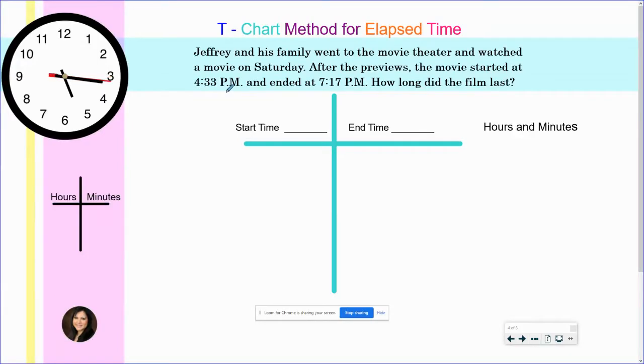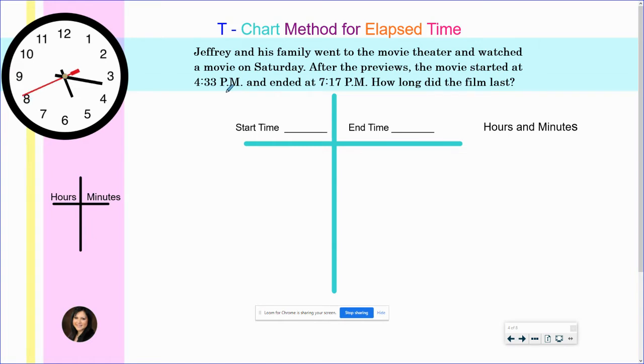I will be using the T-chart strategy to solve an elapsed time word problem. So let's take a look at this word problem. Jeffrey and his family went to the movie theater and watched a movie on Saturday. After the previews, the movie started at 4:33 p.m. and ended at 7:17 p.m. How long did the film last?